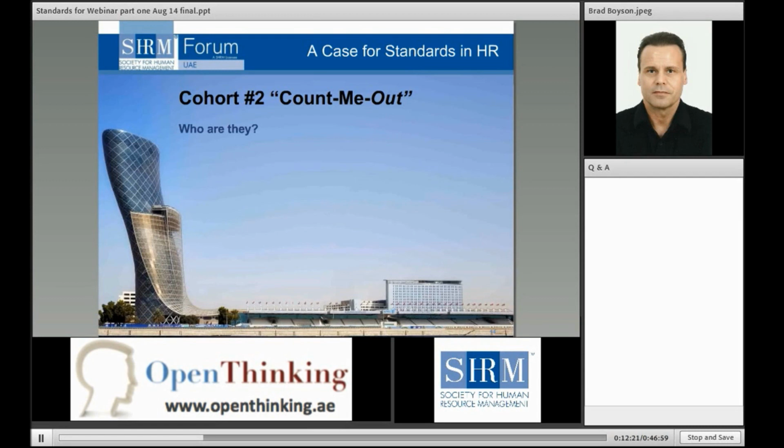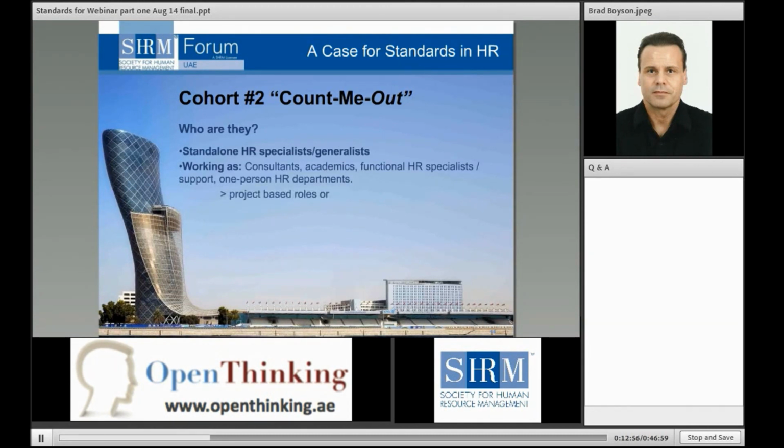So now we're into the second cohort. Cohort number 2, the count me out cohort. Typically, and again, I admit, these are generalizations. This group tends to be HR specialists and generalists in standalone positions. They tend not to be working on teams per se. These are people working as consultants, academics, functional HR specialists, supporting functions, or that very common one-person HR department. It's a very diverse group. There's not a real pattern there other than that they tend to be working in small groups, if not by themselves in terms of HR.